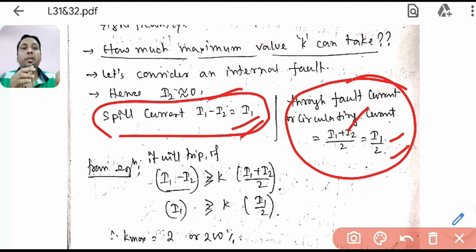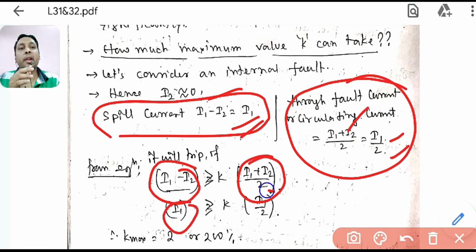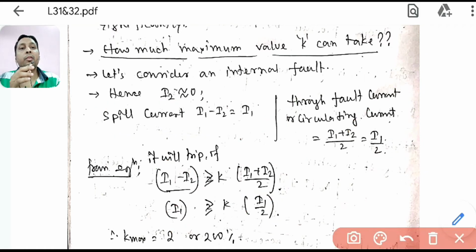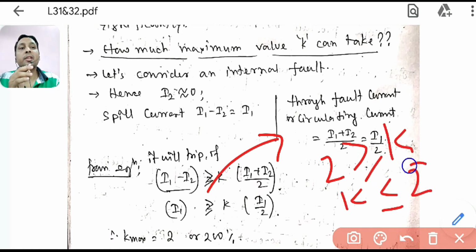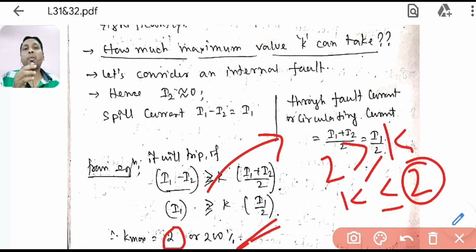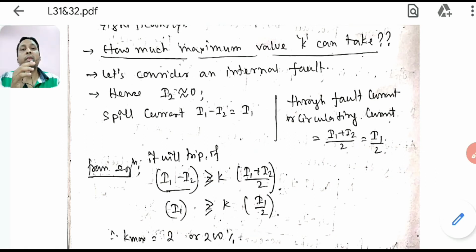So when will it trip? It will trip when your operating torque is greater than or equal to your restraining torque. So you can see it will trip when I1 is greater than or equal to K times I1 by 2. If I1 gets cancelled, then 2 will be greater than or equal to K, or K will be less than or equal to 2. So what is the maximum value of K? It can go up to 2 only. So it cannot go beyond 200%. So we cannot have a percentage differential protection whose percentage is 200% or more. So this is the maximum value.